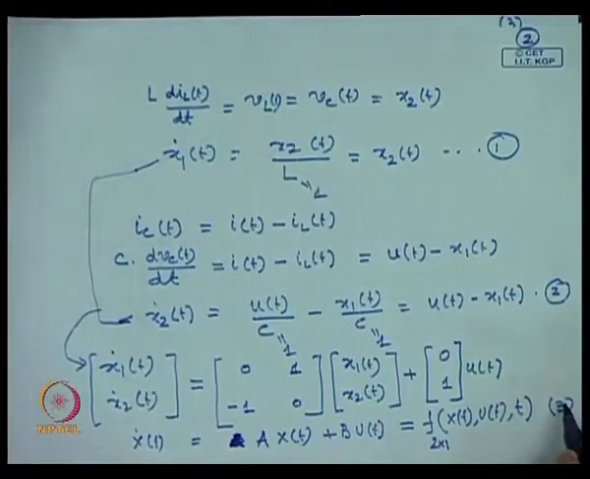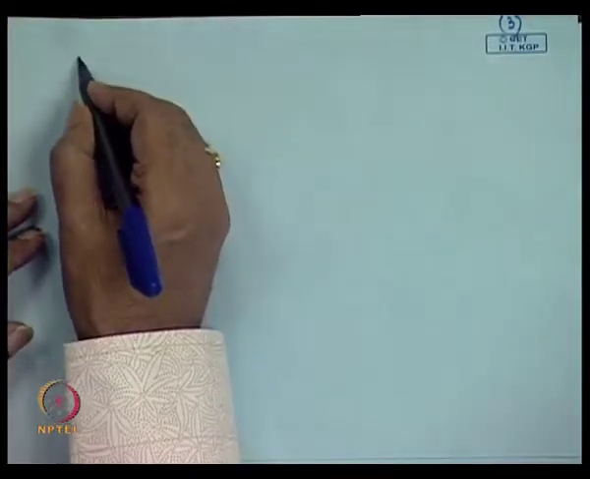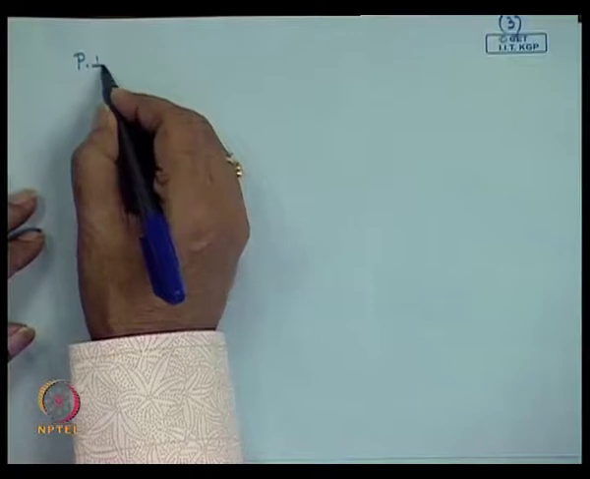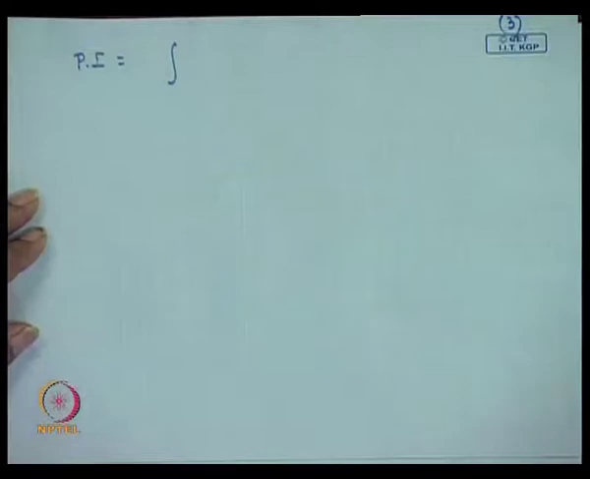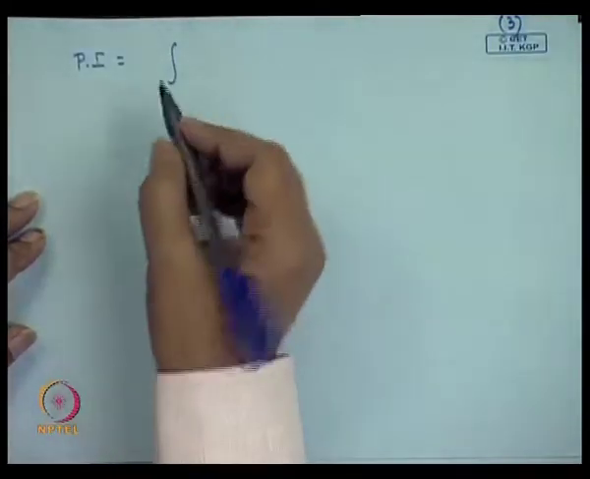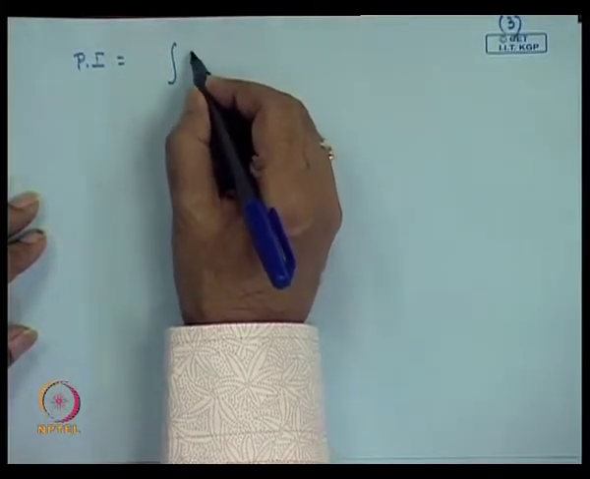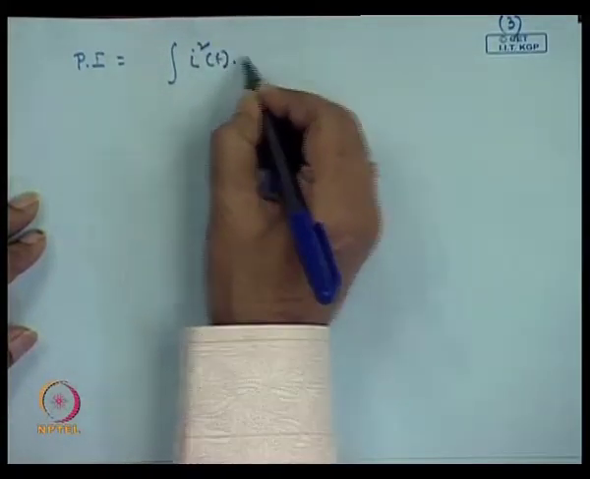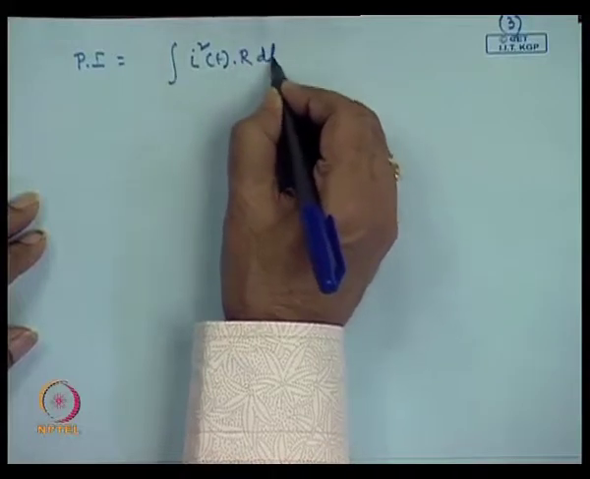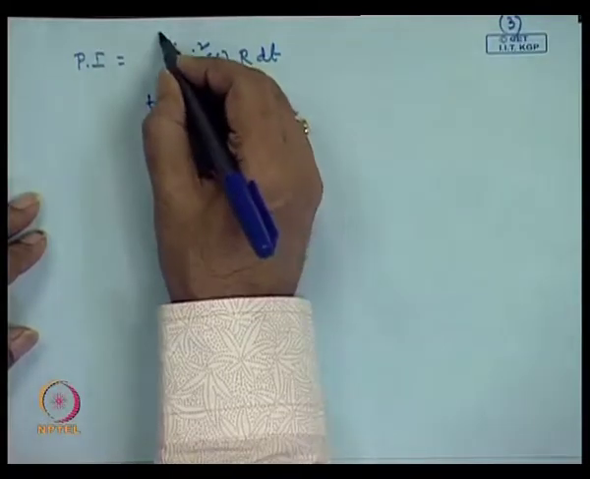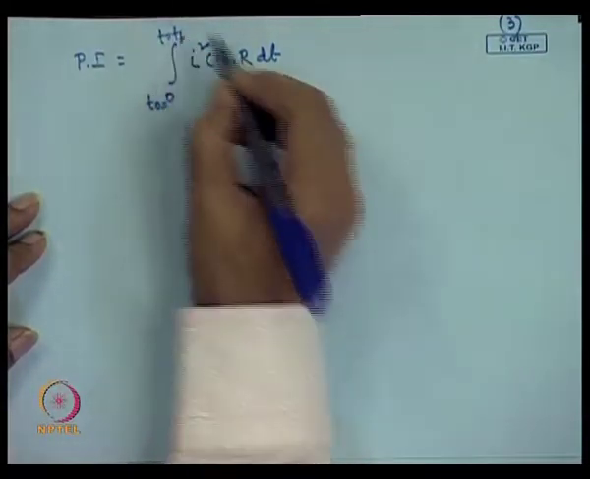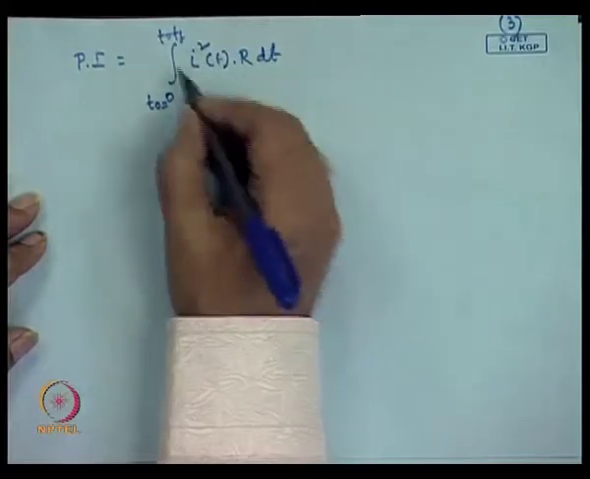Now, what is our performance index? According to our problem, the performance index is that you have to minimize the loss in the resistive part of the circuit, that means I squared into R, integrated dt over a finite time interval from t equal to 0 to t equal to T_f, and this we have to minimize.